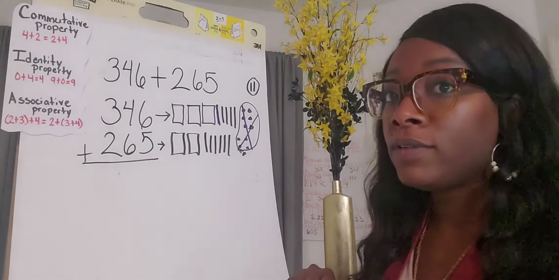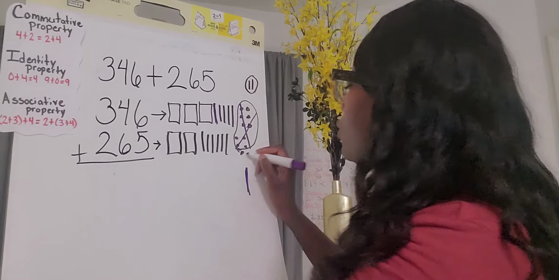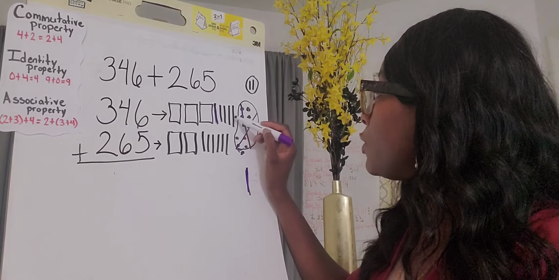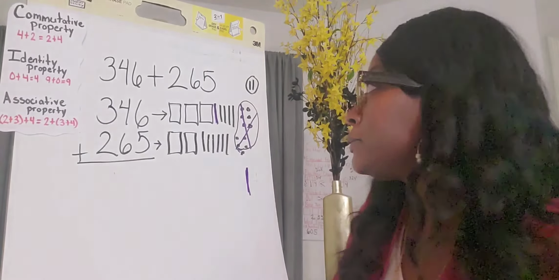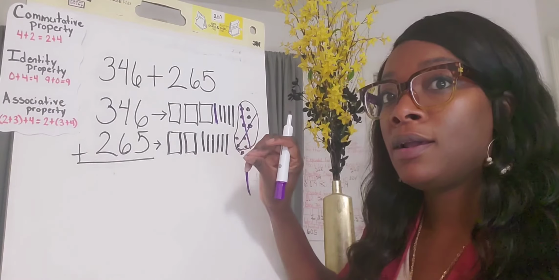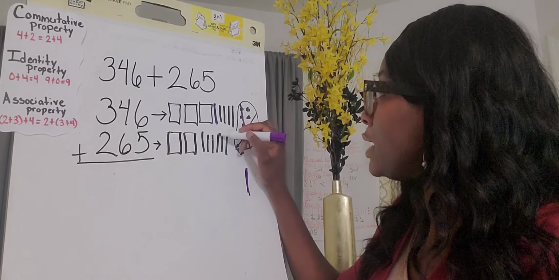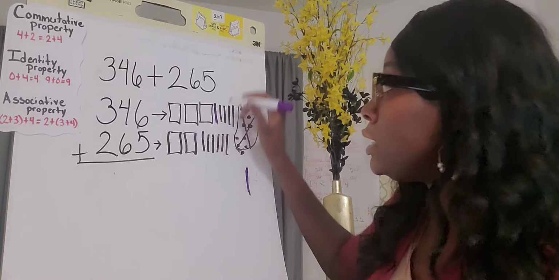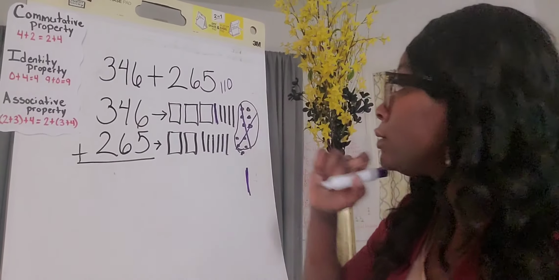Now, how many ones do I have left? I have 1 in my ones place. Now let's count up the 10 rods. I have 1, 2, 3, 4, 5, 6, 7, 8, 9, 10, 11. 11 10 rods. Who knows what's the value of 11 10 rods? Let's count by tens. 10, 20, 30, 40, 50, 60, 70, 80, 90, 100, 110. So the value of these 11 10 rods is 110.